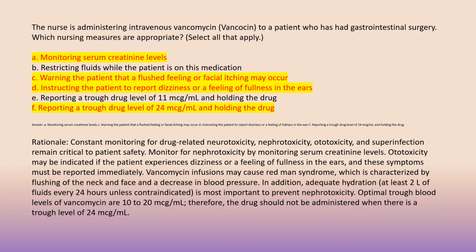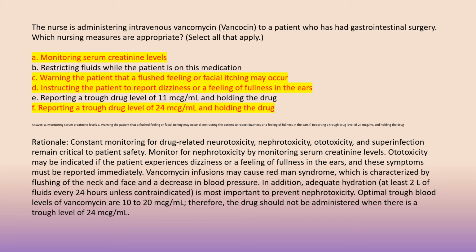Answer: A. Monitoring serum creatinine levels. C. Warning the patient that a flushed feeling or facial itching may occur. D. Instructing the patient to report dizziness or a feeling of fullness in the ears. F. Reporting a trough drug level of 24 mcg per milliliter and holding the drug. Rationale: Constant monitoring for drug-related neurotoxicity, nephrotoxicity, ototoxicity, and superinfection remain critical to patient safety.